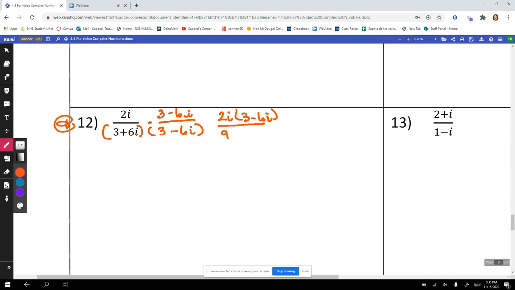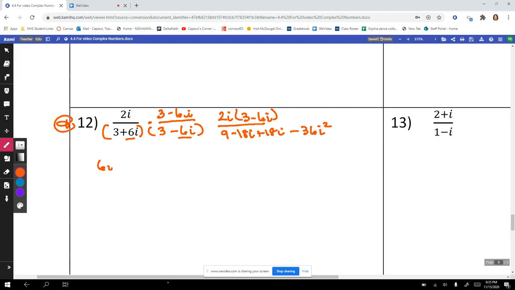3 times 3 gives me 9. My outside is negative 18i. My inside is positive 18i. And then I have 6i times 6i. So there's a negative there. 6 times 6 gives me 36. And then I have i squared. Right now, I need to clean it up a little bit.